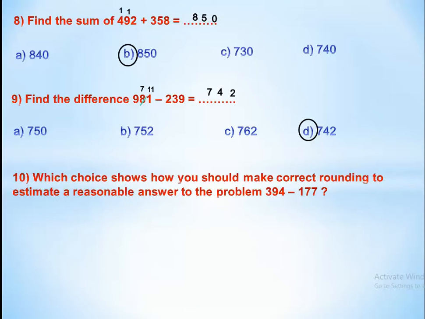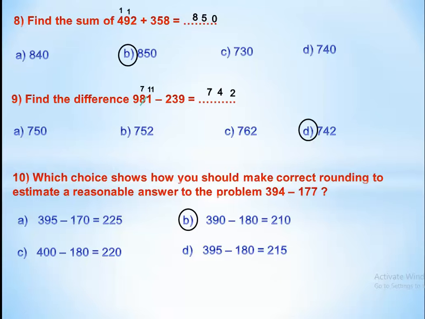Which choice shows how you should make correct rounding to estimate a reasonable answer to the problem 394 minus 177? Here we will find that 395 is not a reasonable rounding. 400 minus 180 is not reasonable. Here rounding to nearest hundred, and here rounding to nearest tens, it's not right. Here rounding to nearest tens, it will be 390, and rounding to nearest tens, it will be 180. So this is the right one.